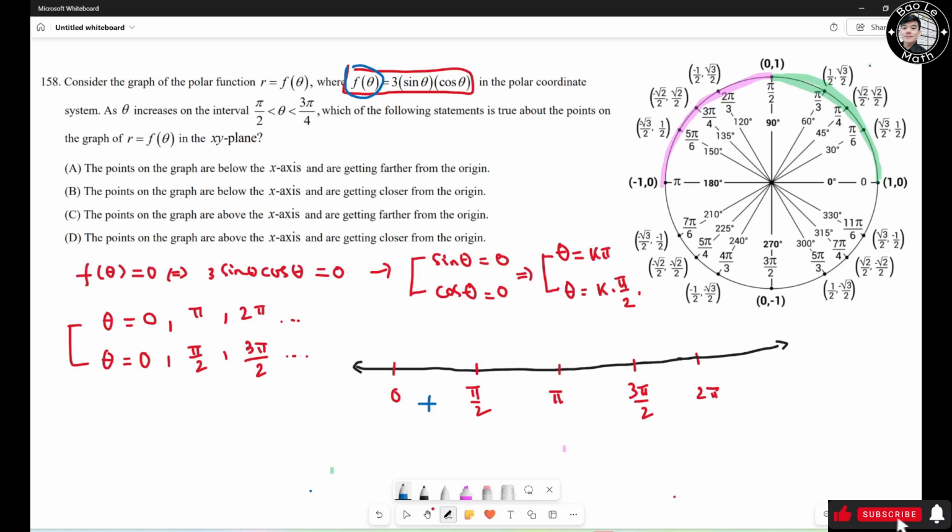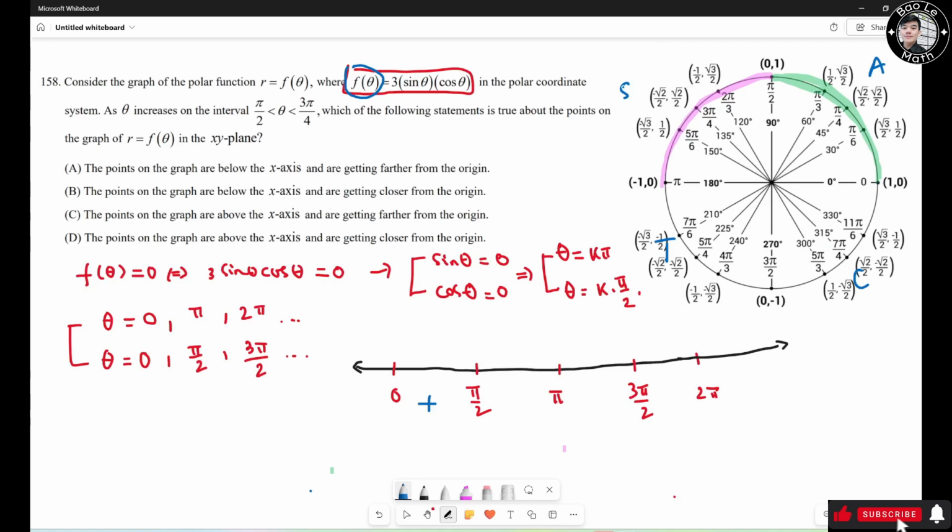Keep in mind, you have a trick to memorize this one. All Students Take Calculus, right? In the first quadrant all trigonometric functions have positive values, right? In the second quadrant only sine is positive, the rest should be negative. In the third one tangent is positive, the rest should be negative. And the last one cosine is positive, and the rest should be negative. So keep that in mind.